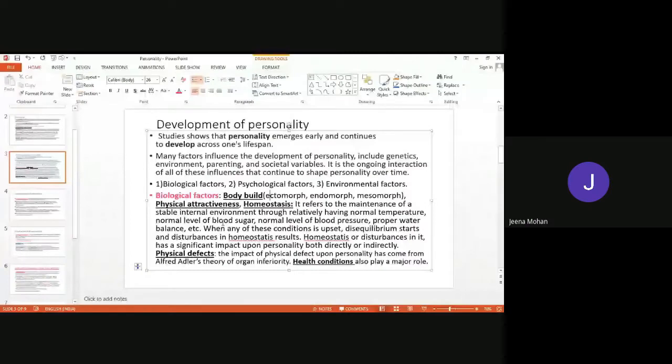Because if the blood sugar level comes to a very low level, some people get irritated or show some disturbances. Behavioral disturbances can also be noticed. So we can say that the internal environment, like blood pressure, water level in the body, and temperature, all these internal elements affect the personality of a person. That means if any variation happens in the internal environment, then the personality will be affected, sometimes directly or sometimes indirectly.